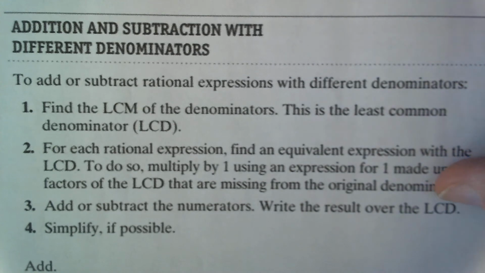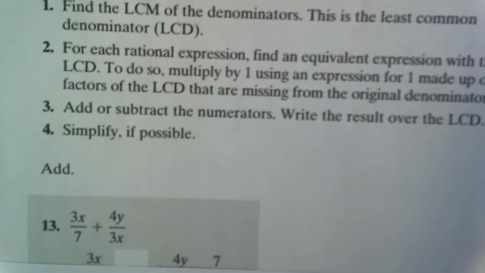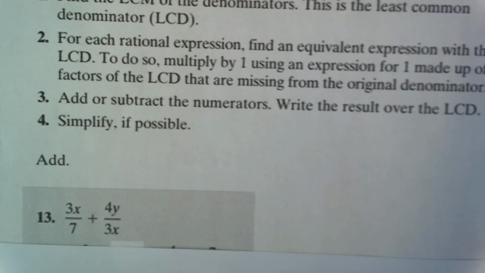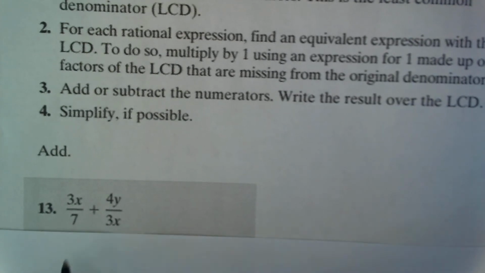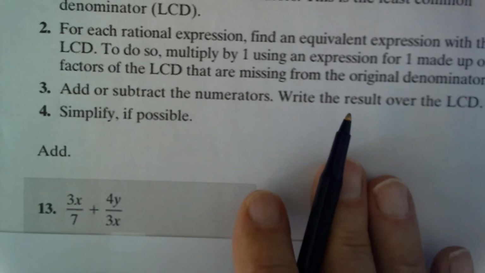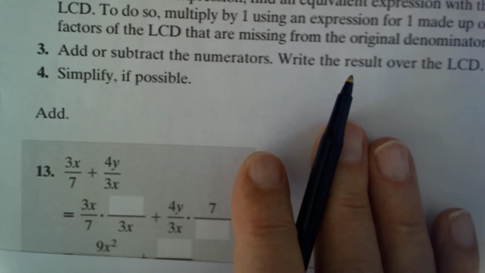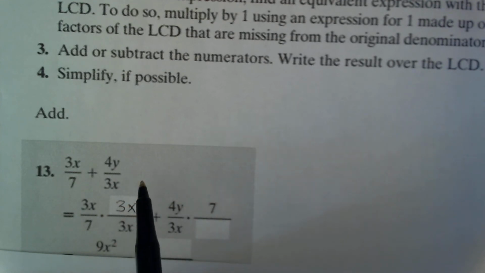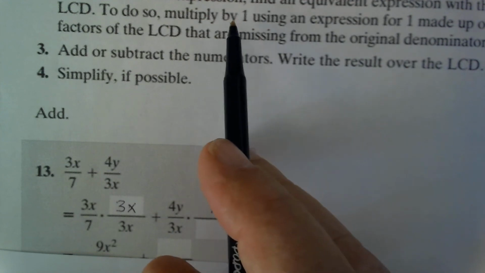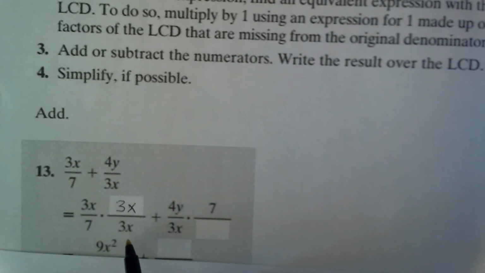So here we have the rational expression 3x divided by 7 plus 4y divided by 3x. As you can see, the denominators are different. So obviously the least common denominator would be 7 times 3 times x. And so we multiply the first expression by 3x in the denominator and also in the numerator. So that's where this comes from, multiply by 1, because 3x divided by 3x is equal to 1. And similarly, in the second expression, we need to multiply by 7 divided by 7, which of course is also equal to 1.